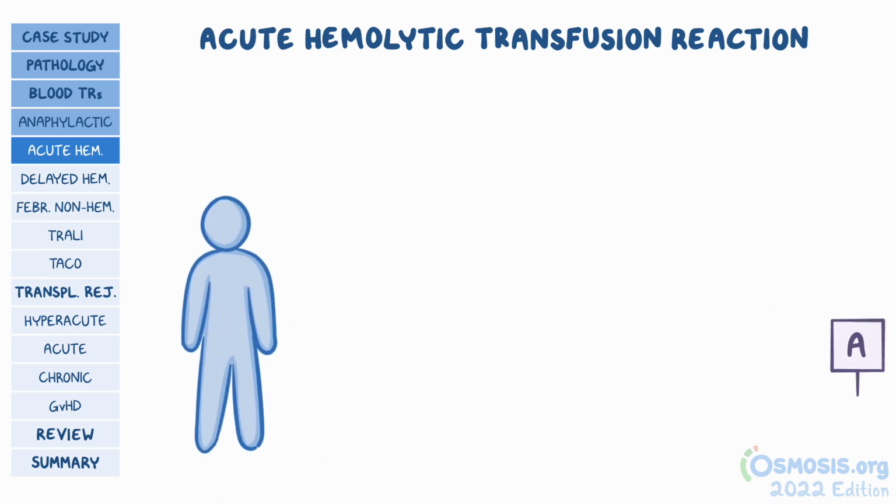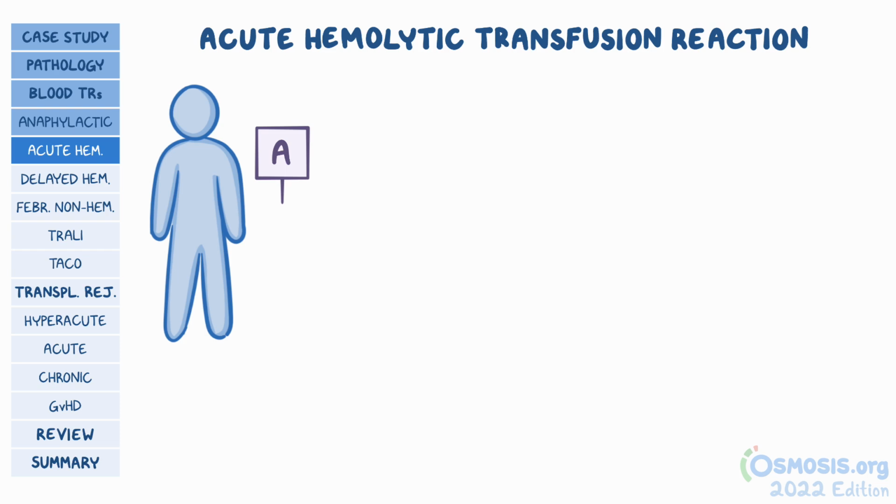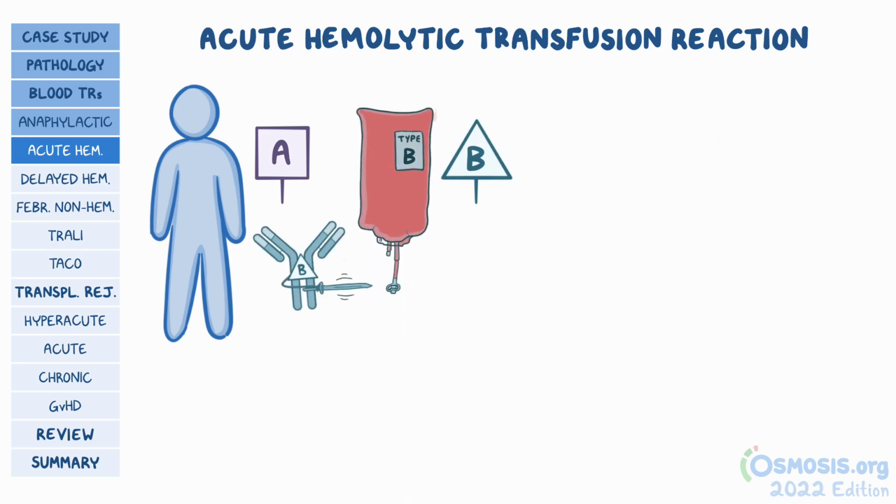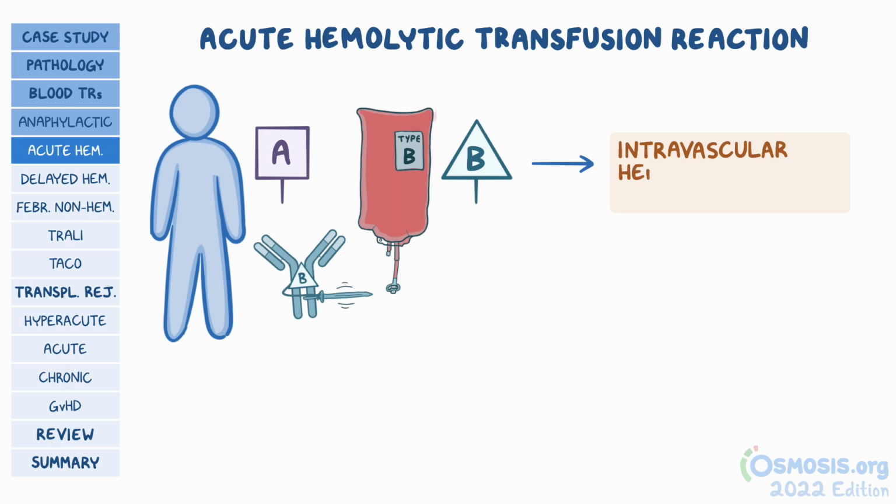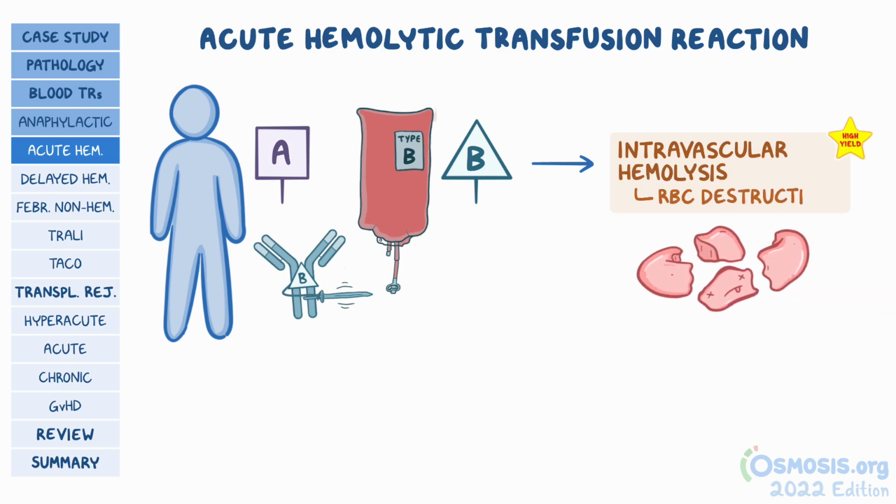Now, as an example, if a recipient with type A blood is given a transfusion from a donor with type B blood, the recipient's immune system will attack the donor blood, leading to intravascular hemolysis, or red blood cell destruction within the recipient's blood vessels.